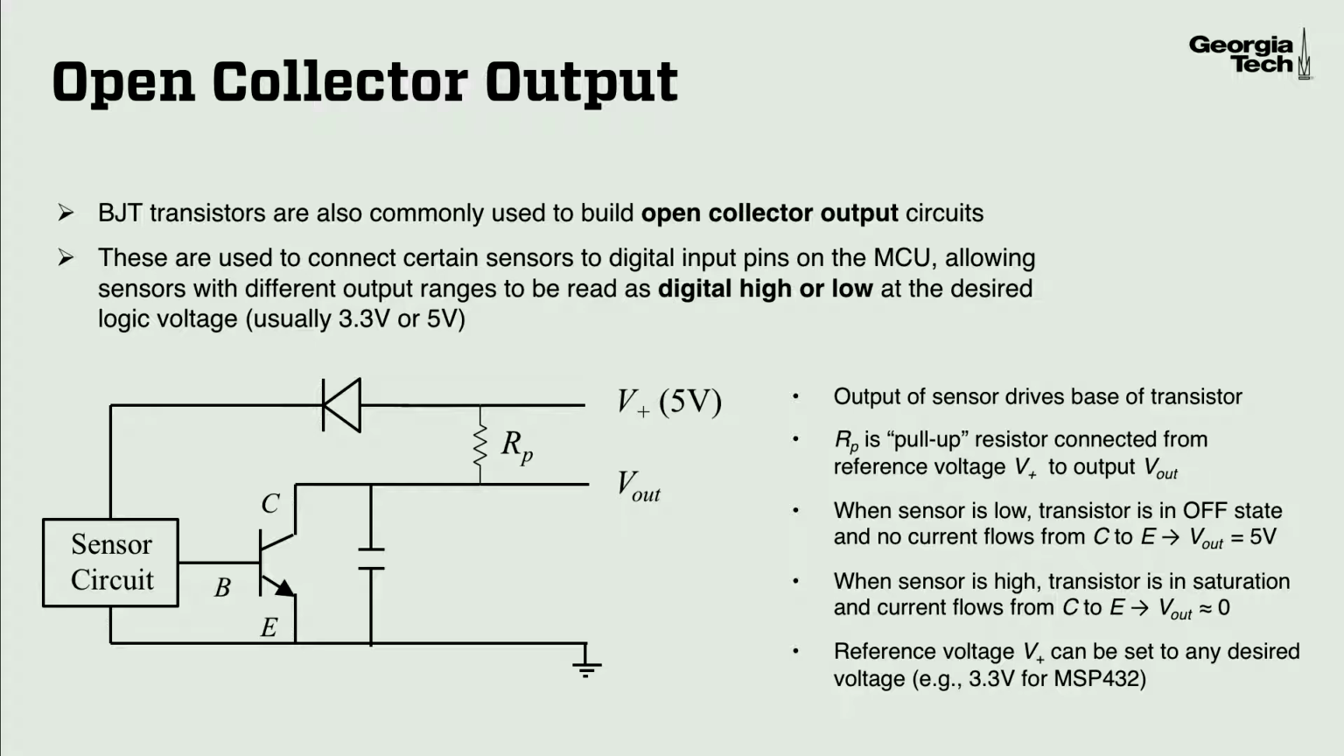Now, when the sensor's high, that transistor then gets placed in saturation mode, and current flows from the collector to the emitter, and that's going to drop V out now down to ground. So you can see that V out is going to exist either at our high logic voltage or at our ground or logic low voltage.